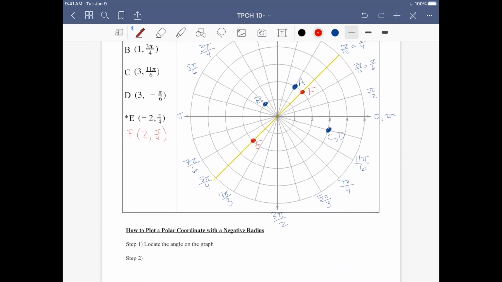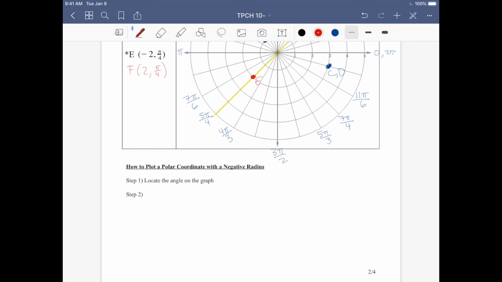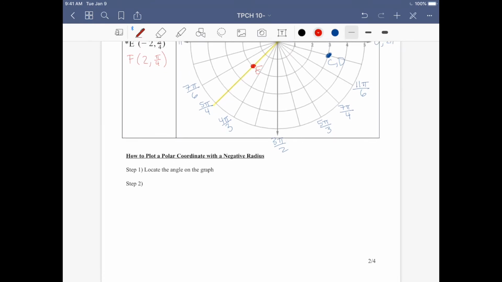So how to plot a polar coordinate with a negative radius. Step 1, you locate the angle on the graph, and step 2, reverse the direction and move your point to the correct radius. Okay, so make sure you reverse the direction.